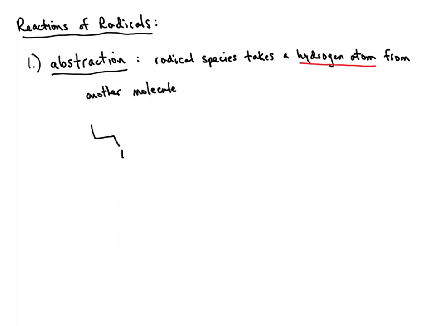So let's say we have this ethane molecule, and we react this ethane with a methyl radical, right? So we have somehow generated this methyl radical. That methyl radical can abstract a hydrogen atom from ethane, in this case, from another molecule. So how does it do that?